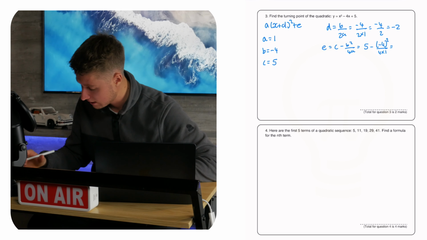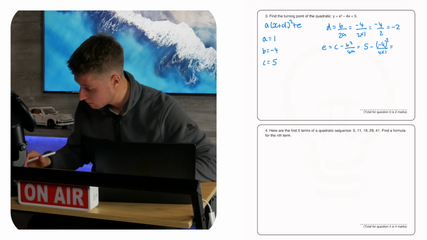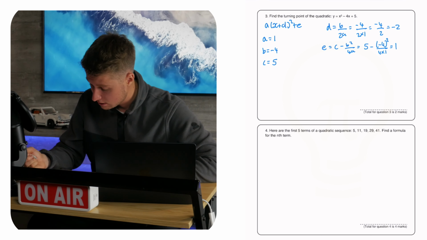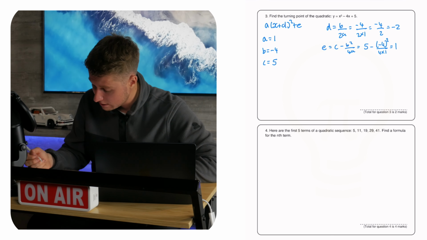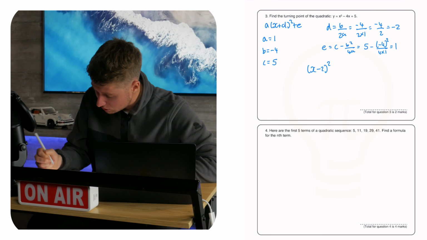So putting this into the calculator, 5 subtract negative 4 all squared over 4 times 1, and this gives us 1. So the completed the square form is x minus 2 all squared plus 1.